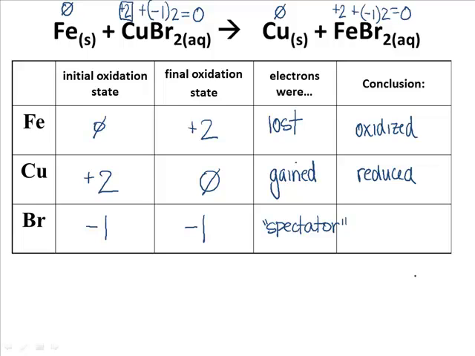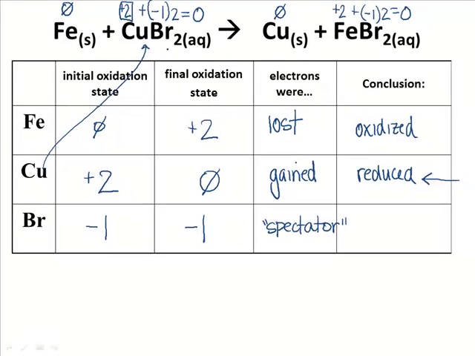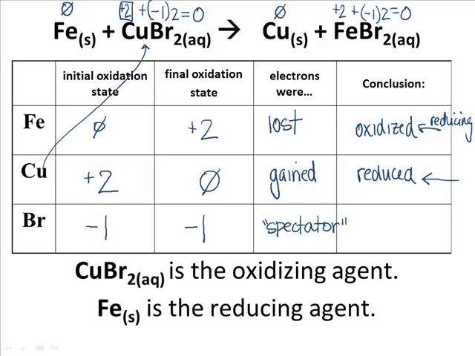The oxidizing agent in any chemical reaction is the thing that's reduced. The thing that was reduced here was copper, but it's important to be careful because it wasn't copper metal that was reduced. It was copper in the form of copper bromide. In other words, whatever form copper took on the reactant side. Because of this, I can say that the copper bromide was my oxidizing agent. My reducing agent is always the thing that was oxidized. Again, it sounds confusing, but just remember, it's always the opposite. So my reducing agent is the thing that was oxidized, which in this case was solid iron.